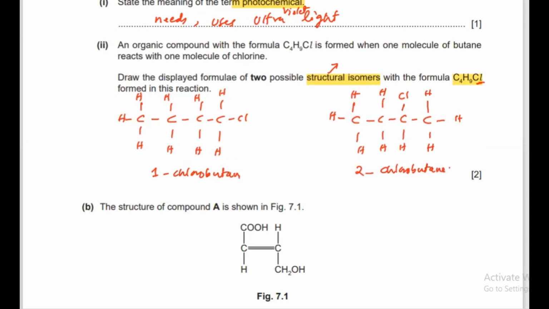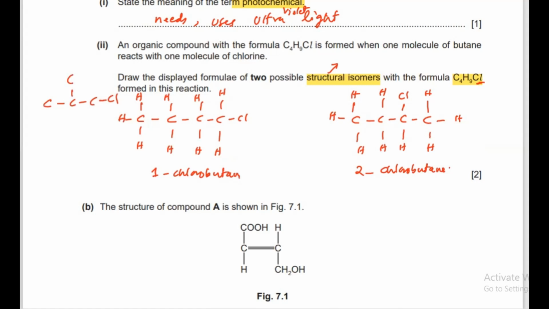You can also change the length of the carbon chain. If you want to make another isomer, you can put a chlorine on a carbon here. This is another isomer of C4H9Cl. There are so many possibilities of different isomers of C4H9Cl.